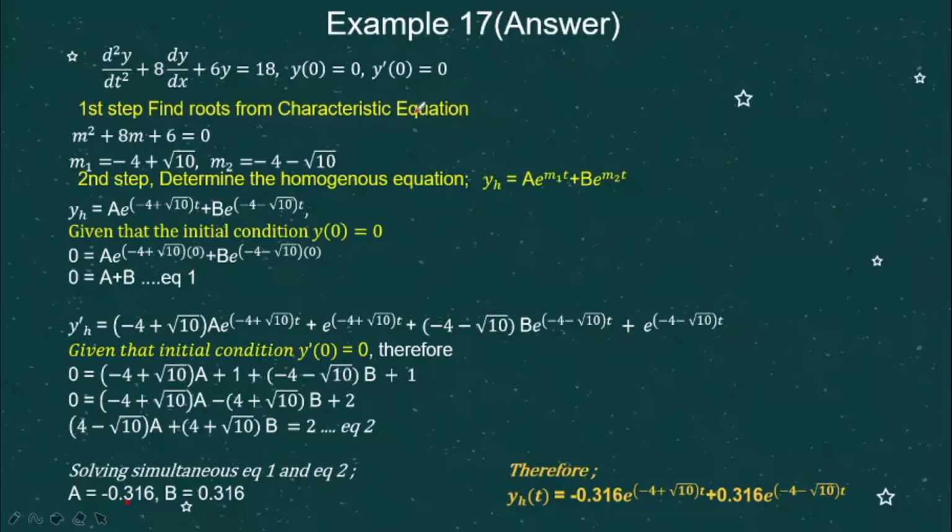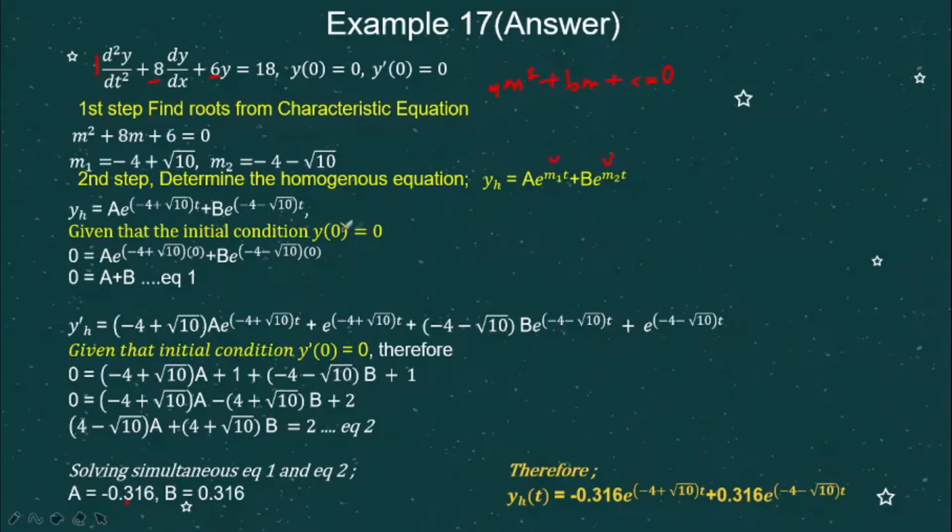What is the characteristic equation? The characteristic equation is am squared plus bm plus c equal to 0, which is a quadratic equation. So the values of a, b, and c we can get from here: a equal to 1, b equal to 8, and c equal to 6. So we substitute here and we get two values of m, which are m1 equal to negative 4 plus root 10, and m2 equal to negative 4 minus root 10. Then the second step, we substitute this m1 and m2 into the homogeneous equation, so that we get this equation where a and b are not determined yet.